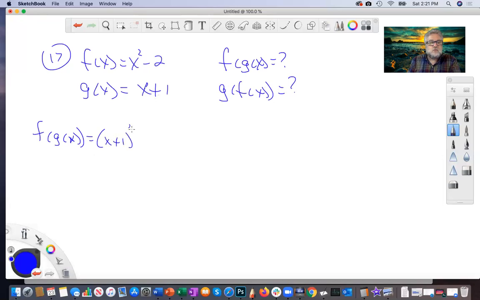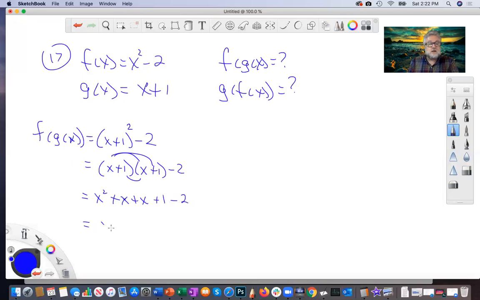X plus 1 squared minus 2, which is the same as x plus 1 times x plus 1 minus 2, because we have to FOIL this. We can't leave it like that. So we'd get x squared plus x plus x plus 1 minus 2. So we'd get x squared plus 2x plus 1 minus 2 is minus 1. Okay, so there's one answer.